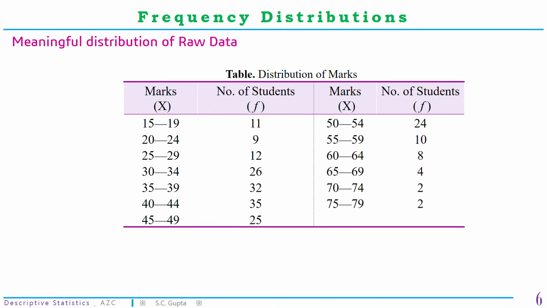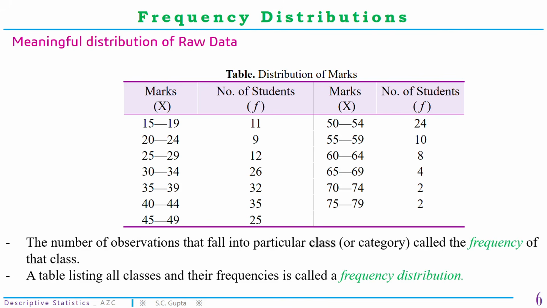If we want to generate meaningful information from a dataset, we need to transform the raw data into a meaningful distribution. We can generate some meaningful information by class distribution, for example, a table of distribution of marks. The number of observations that fall into a particular class or category is called the frequency of that class. A table listing all classes and their frequencies is called a frequency distribution.